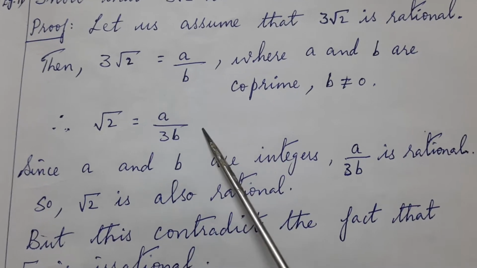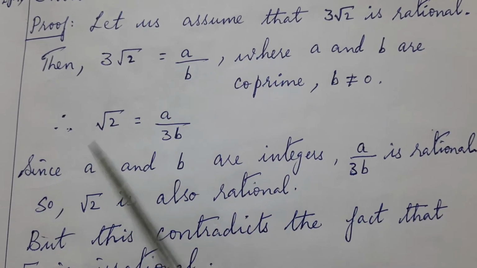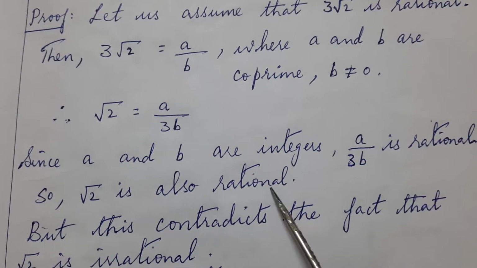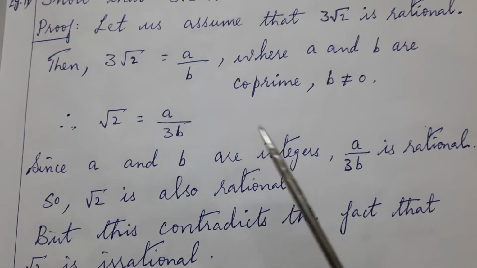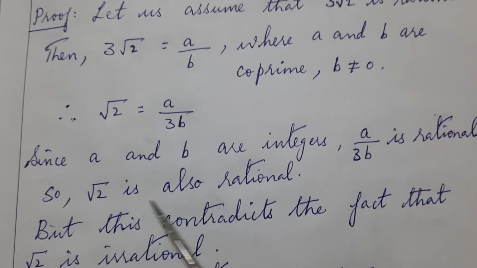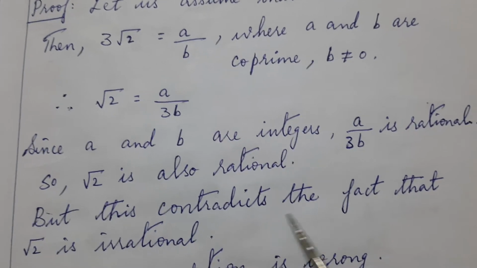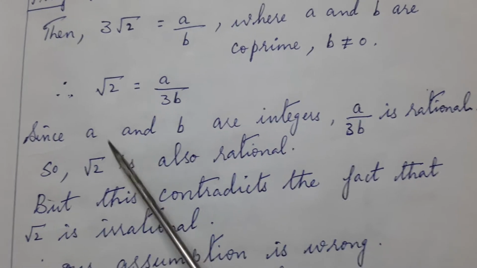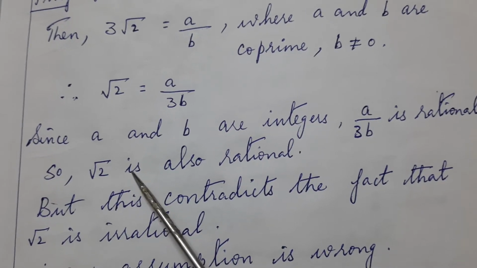Now if this is a rational number, and it is equal to root 2, that means this also is a rational number. So root 2 is also a rational number. But we know that root 2 is an irrational number. So this contradicts the fact that root 2 is irrational. So this cannot be a rational number. It should be an irrational number.